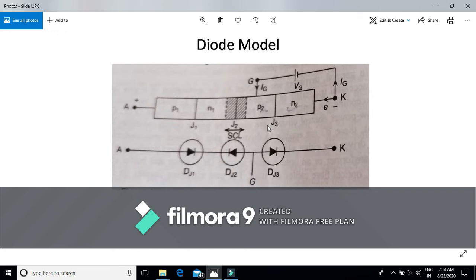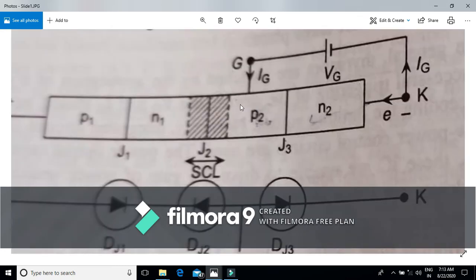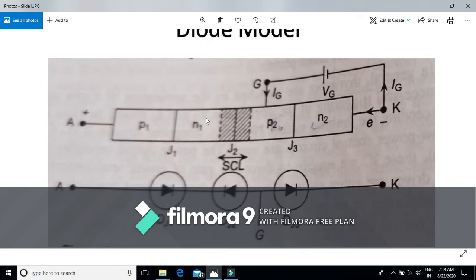One method of explaining this is: since this is the reverse biased junction J2, across this junction there will be negative stored charge carriers on one side, and positive charge carriers on the other. Now if gate current is applied between the gate and cathode terminals, due to this gate current, this inner P layer is flooded with a number of positive holes. They may neutralize this negative stored charge across this junction, which results in reducing the thickness of this depletion layer.